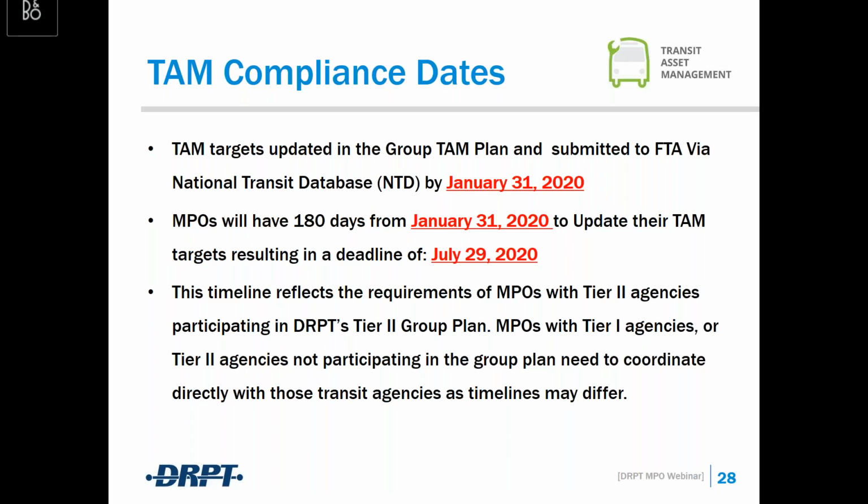On or before January 31st, which is our deadline for reporting our TAM targets to the Federal Transit Administration. That January 31st deadline for us then starts the 180-day clock for the MPOs to make their adjustments to your TIPs and long-range transportation plans, which results in a deadline of July 29th, 2020. And again, if you are an MPO that has a Tier 1 transit agency, please be reaching out to your Tier 1 agency directly, as they might have a different timeline and different targets than what are in the statewide Tier 2 TAM plan. Next slide, please.